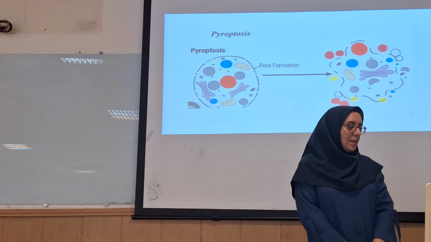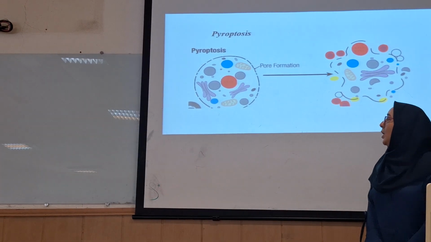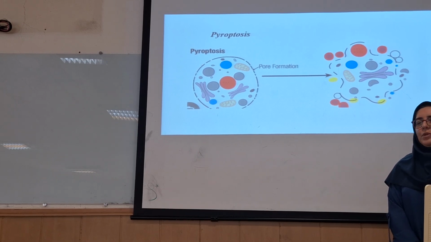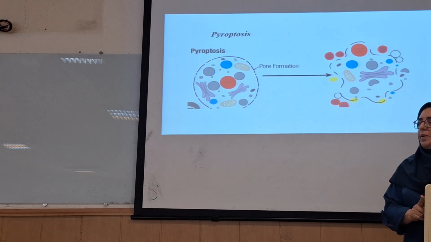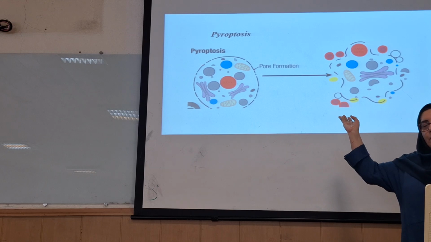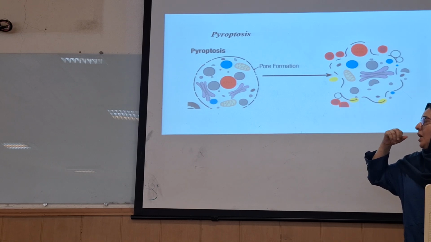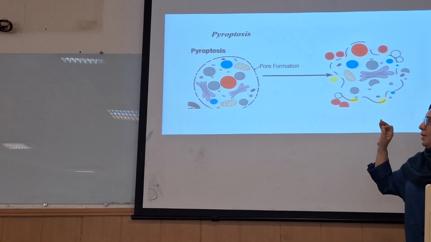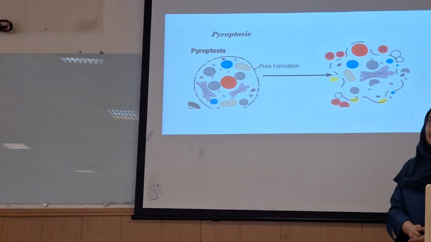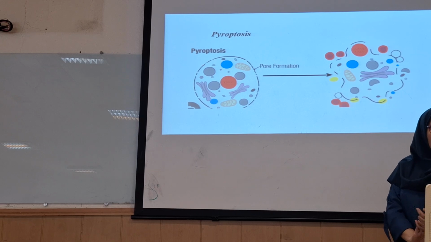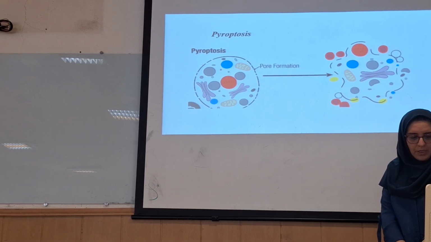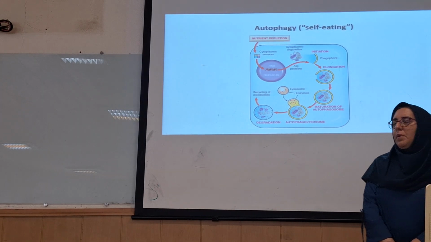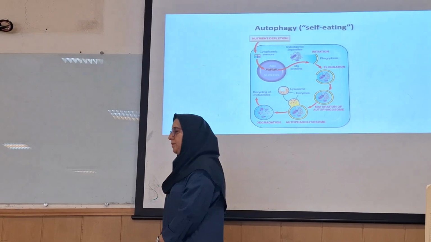And in pyroptosis, we have pore formation. In an apoptotic cell, we have an intact cytoplasmic membrane. Damage to the cytoplasmic membrane is seen in necrosis. While in pyroptosis, we have damage and inflammatory processes occur, and we have fever with apoptosis associated with accumulation of inflammatory cells.